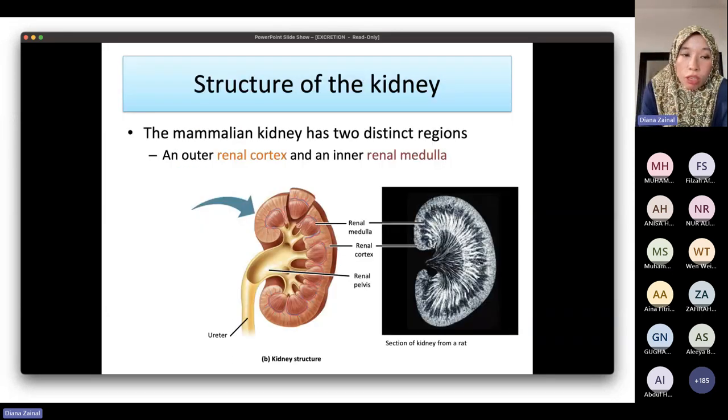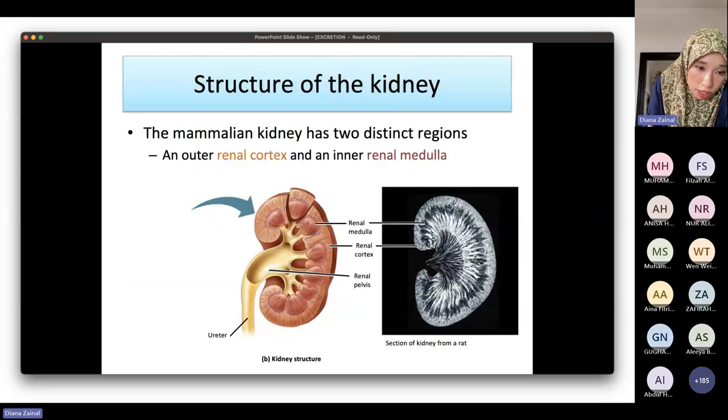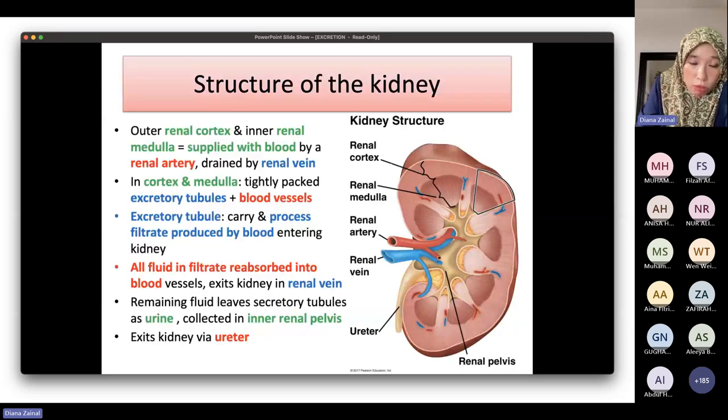Okay, so let's see the structure of a kidney. The mammalian kidney has two distinct regions. Okay, this is important. Alright, we have the renal cortex and also the inner renal medulla. Okay, so sensitive are these things. Okay, so that is the renal medulla. This is the cortex. Okay, so the cortex, later I tell you.